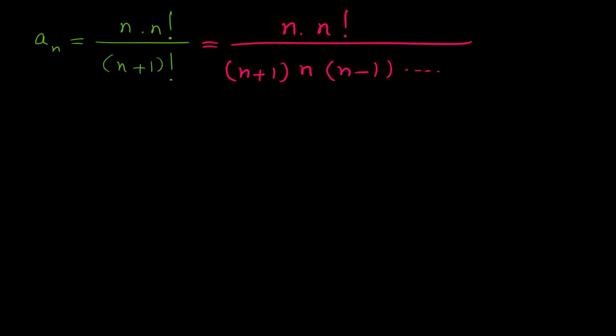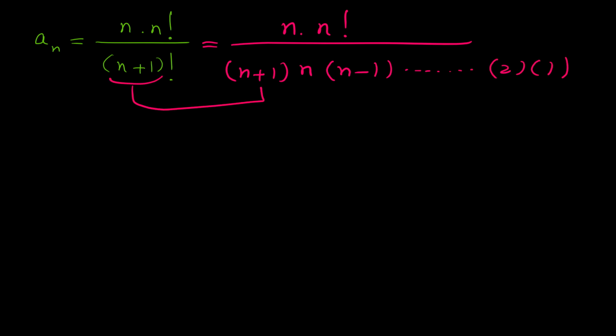Now look at this example, n times n factorial over n plus 1 factorial. Here we notice that in this sequence, the bigger factorial is in the denominator. We have n plus 1 factorial. So we are not going to touch the numerator. We leave the numerator as n times n factorial. We only open the denominator, which is n plus 1 factorial. What is n plus 1 factorial? It is basically n plus 1 times n times n minus 1 times n minus 2. We go up to when we get 2 times 1.